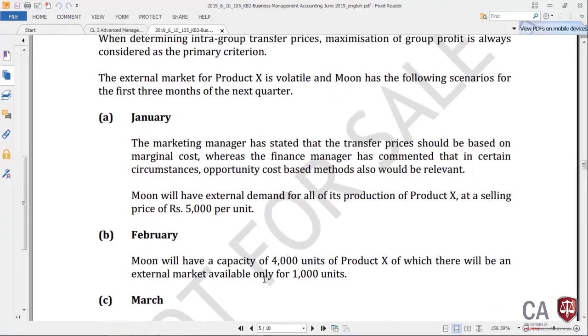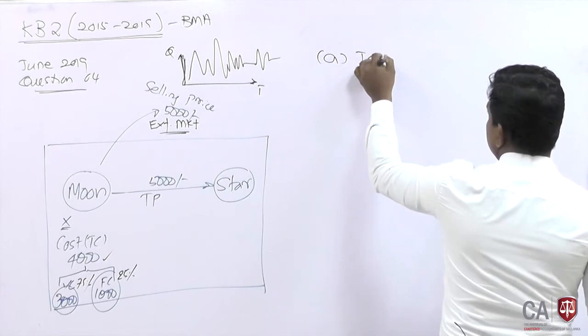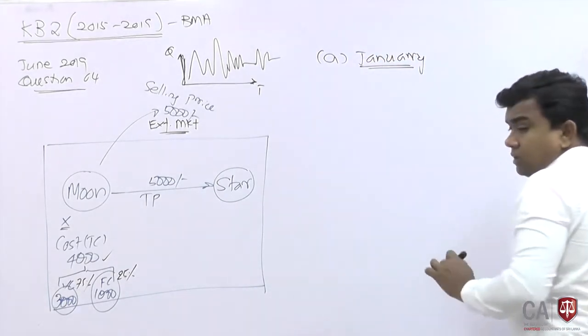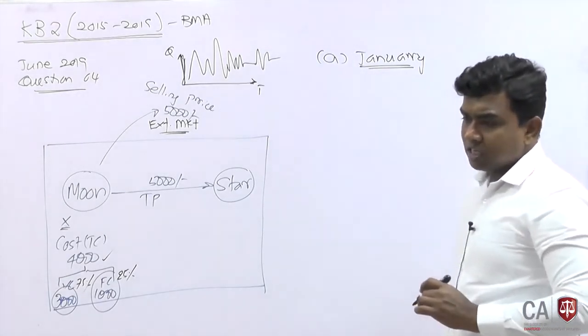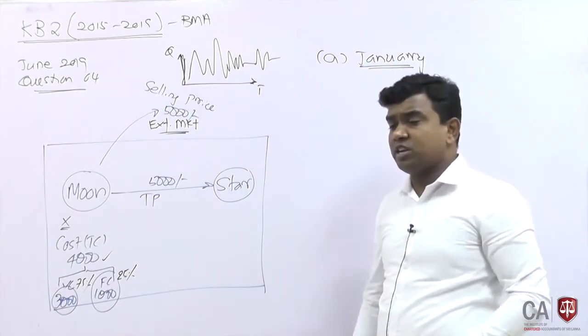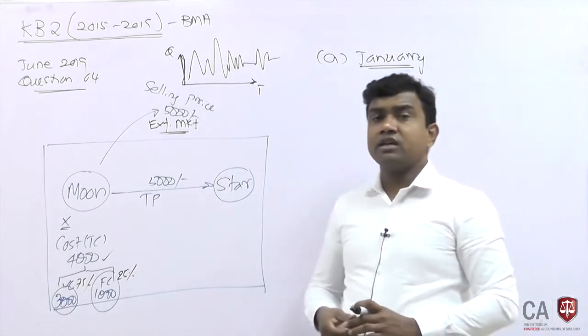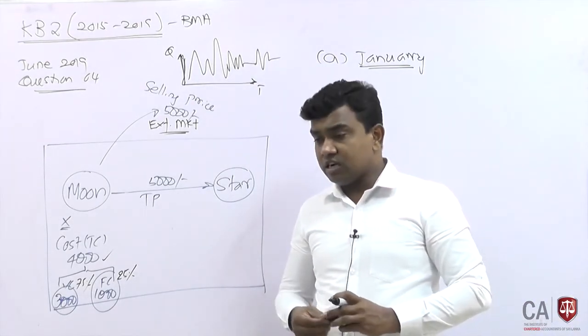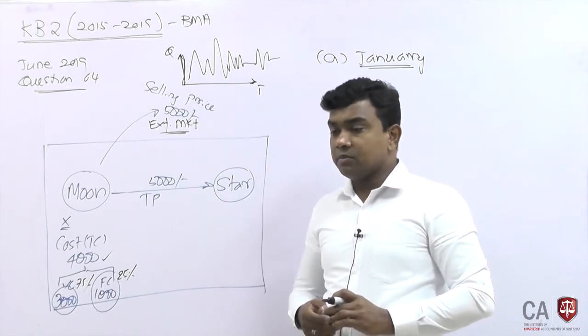January, scenario A. Let's read it again. The marketing manager has stated that transfer prices should be based on marginal cost, whereas the finance manager has commented that in certain circumstances, an opportunity cost based method may also be relevant. Moon will have external demand for all its production of product X at a selling price of 5000 per unit. Right. Moving into the computer screen, let's start to discuss scenario A, that is January. According to that, the marketing manager mentioned marginal cost is the best transfer price, but the finance manager mentioned marginal cost plus opportunity cost will be the transfer price. The scenario was Moon will have external demand for all its production of product X at a selling price of 5000.